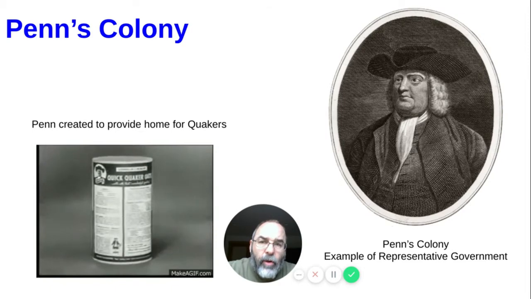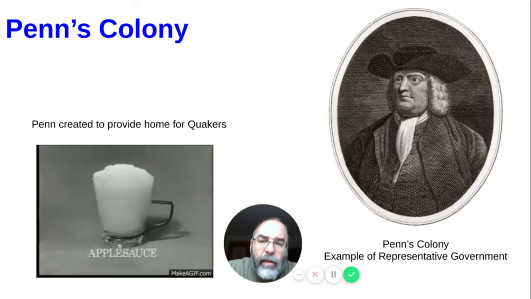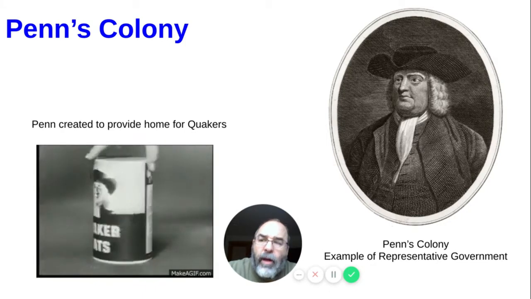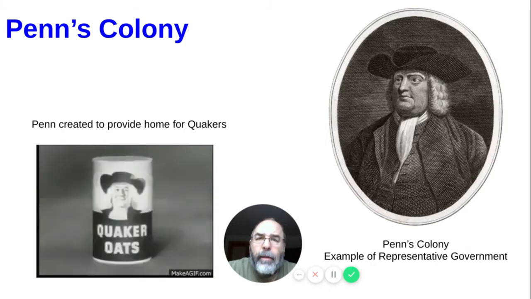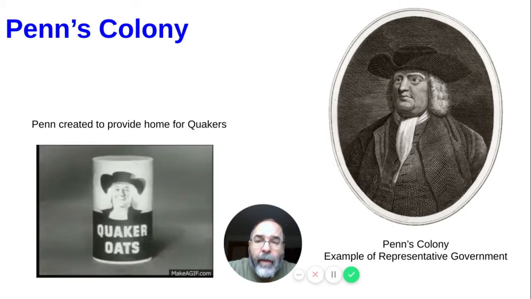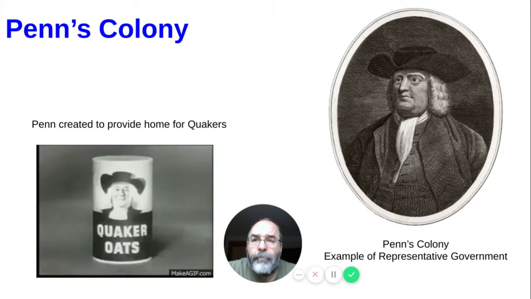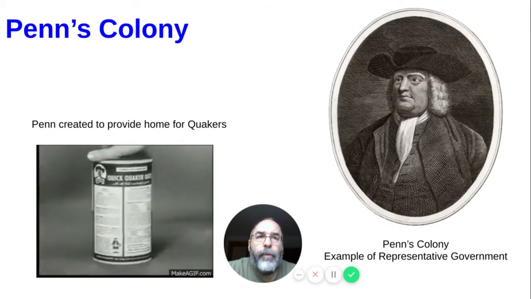As Penn sets up his colony, one of the things that's impressive about him is that he's actually going to limit his own power. We've talked about this in class quite a bit, but people in power tend to do everything they can to keep power. Penn limits his own power, and he actually starts to provide a chance for people to have more power.